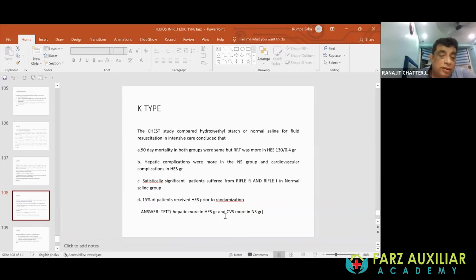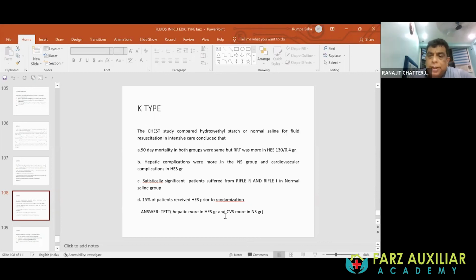So the final one, for example, is the CHEST trial, the very popular trial. So they might give you this trial. The 90-day mortality in both groups was the same, but RRT was more. So mortality was not changed, RRT was more. Hepatic complications were more in the normal saline group and cardiovascular complications in the hydroxyethyl group. No, just the opposite. Hepatic complications were more in the hydroxyethyl group and cardiovascular complications more in the normal saline group.